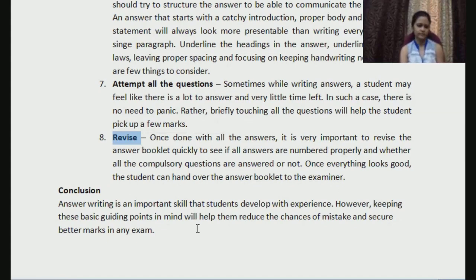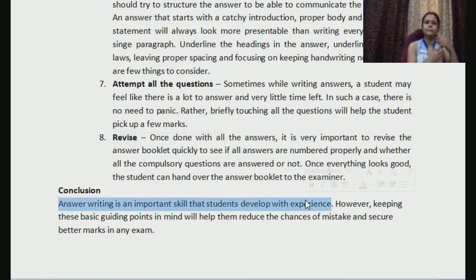Sorry, ma'am? What is this sentence? Like, answer writing skill you develop with experience. What kind of experience? Means how to answer in exam correctly? Yeah. So we develop it with experience.